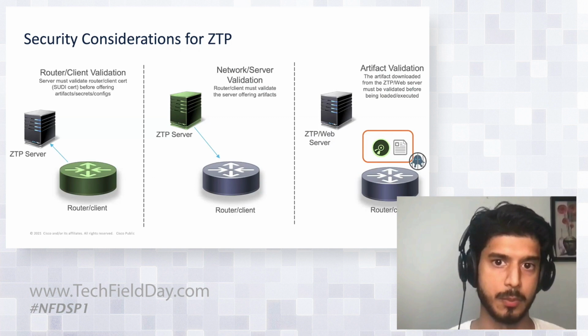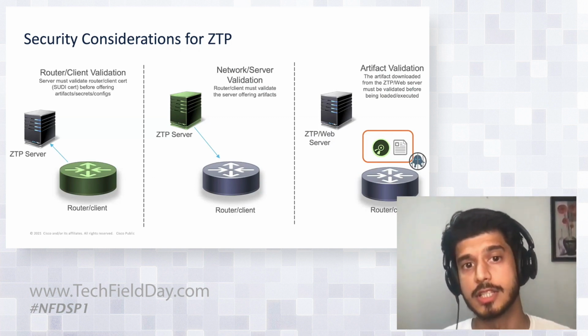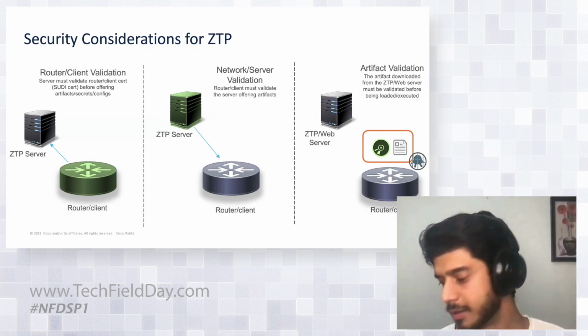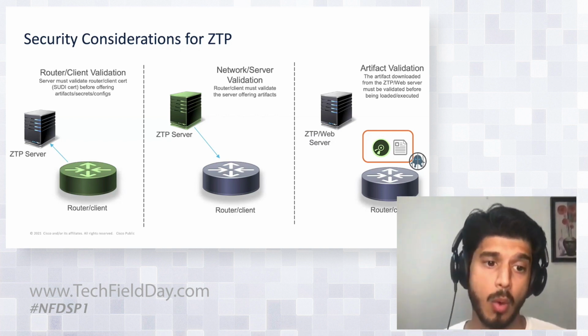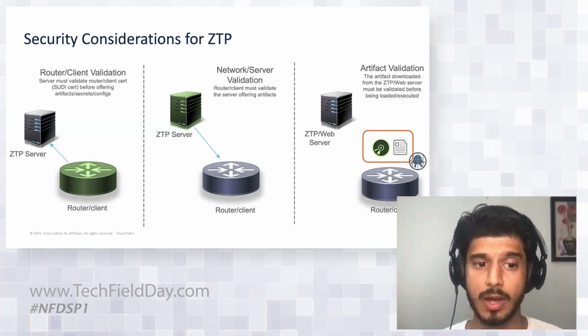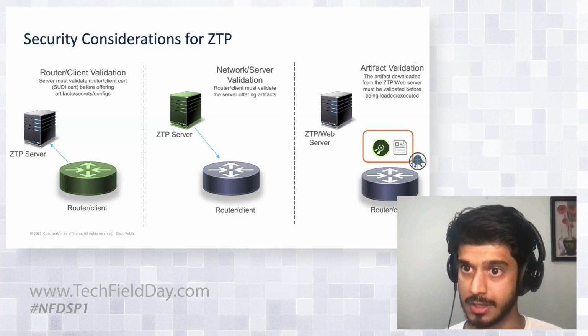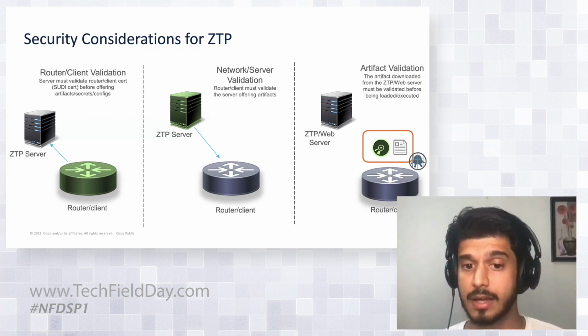So what is that sweet spot? In order to achieve security for ZTP, there are three basic things that you're trying to do. One, when the router joins the network, you need to validate that it is the router that it's claiming to be. Secondly, the router itself, without any config on it, needs to validate that it accepts the network that it's trying to join.